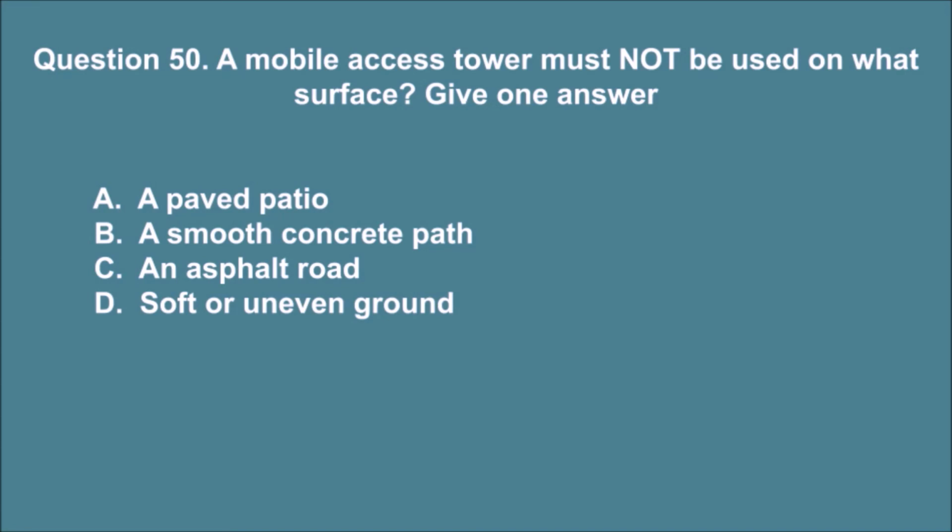Question 50. A mobile access tower must not be used on what surface? Give one answer. A. A paved patio. B. A smooth concrete path. C. An asphalt road. D. Soft or uneven ground. The correct answer is D.